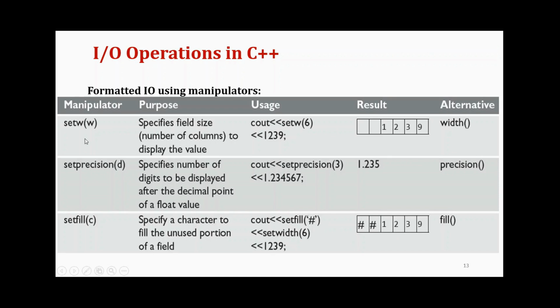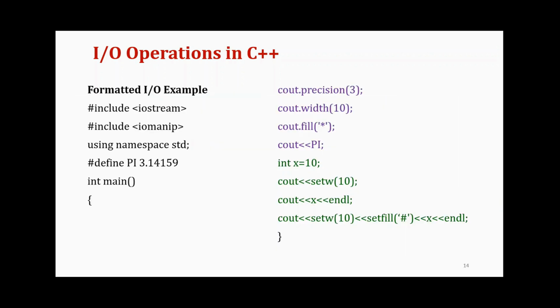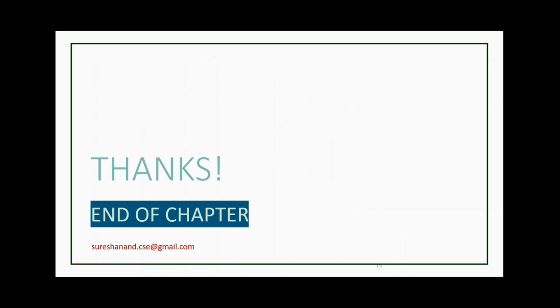So very simple. setw, setprecision, setfill are the manipulators, while precision, width, fill are the functions. So either you can use manipulators or functions. This is how you can format the output in C++. First you can check out this example. To use manipulators, I have to include iomanip, and precision, width, fill are normal functions, and setw, setprecision and setfill are the manipulators. So both will generate the same output. So that's it. IO operations in C++ is over. End of this current chapter.